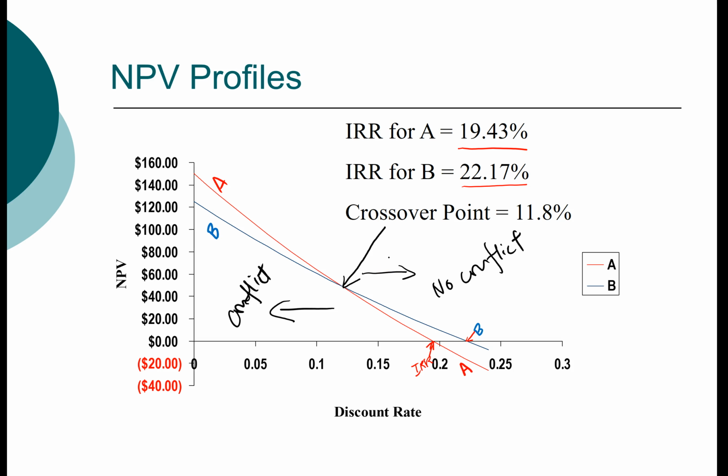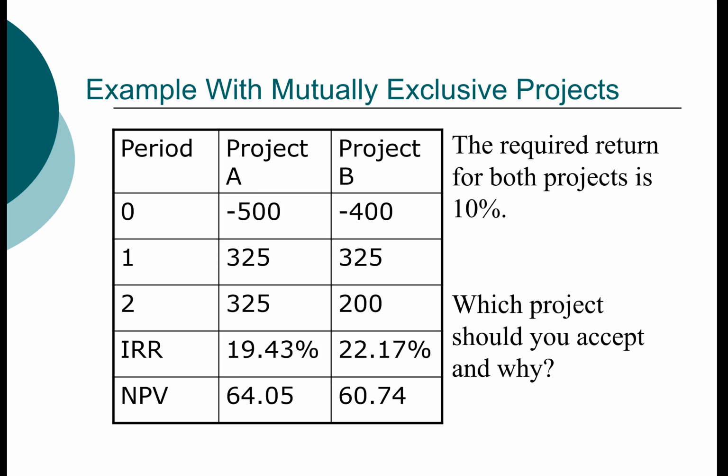The next thing that I want to touch upon, though, is the technical calculation of the crossover point. How do we compute this crossover rate? There are two steps to computing the crossover rate. The first step is to compute the difference in the cash flow. So we need to take the cash flow for project A and subtract the cash flow from project B. So if we take negative $500 minus negative $400, the difference there is negative $100. Again, we take the cash flow for each year and subtract. 325 minus 325 is 0. And then 325 minus 200 is 125. So here we have the difference in the cash flow.